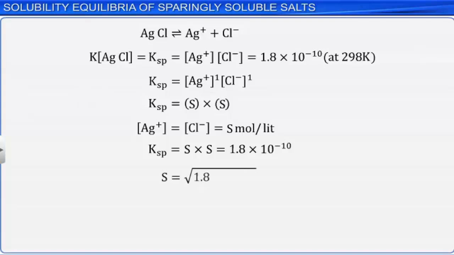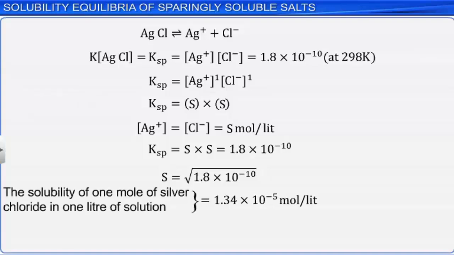Thus, the molar solubility S is equal to square root of 1.8 multiplied by 10 to the power of minus 10. This is equal to 1.34 multiplied by 10 to the power of minus 5 moles per liter. Thus, the solubility of silver chloride is equal to 1.34 multiplied by 10 to the power of minus 5 moles in 1 liter of solution.